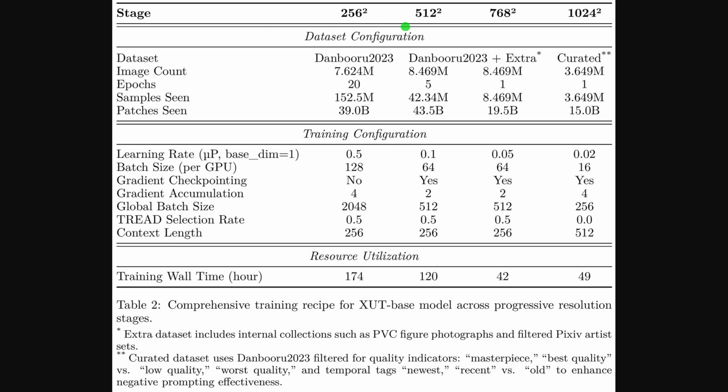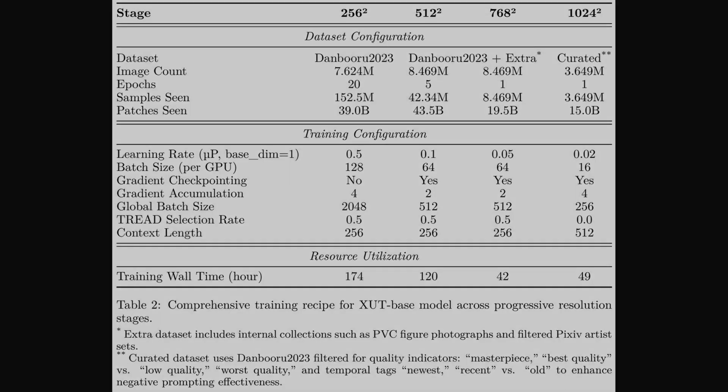Okay, the previous figure explains shifted crops enabling arbitrary aspect ratios. Table 2 lays out the progressive training recipe across 256 squared to 1024 squared stages, which ties datasets, hyperparameters, and wall time together. The early stages used full Danbooru to learn broad concepts, while the final 1024 squared stage switched to a curated set for quality and stronger negative prompting. Learning rates stepped down and batch sizes shrank as resolution rose, and tread stayed at 0.5 until the final stage, so full capacity delivered better classifier-free guidance.